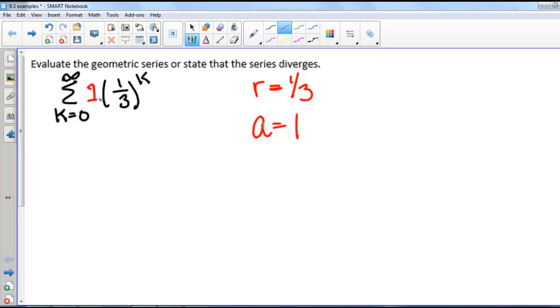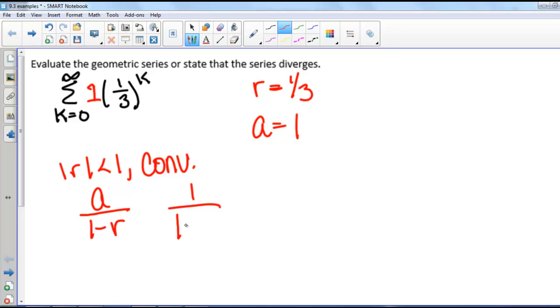It's just 1. And because the absolute value of r is less than 1, that means that our series converges, and it converges to a divided by 1 minus r. So we know that a is 1 and r is 1/3, so 1 over 1 minus 1/3, that's 1 divided by 2/3, so that is 3/2.